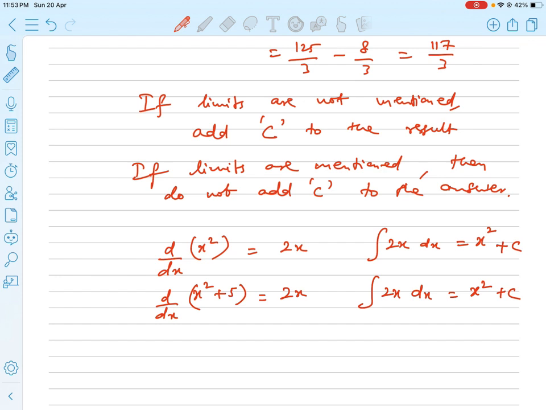So this is what you are supposed to know about differential calculus, derivatives and integration. This is more than sufficient to understand the concepts which we are going to learn in physics. So I'm sure that this discussion is going to be helpful for all of you.